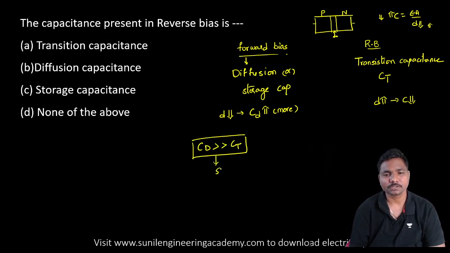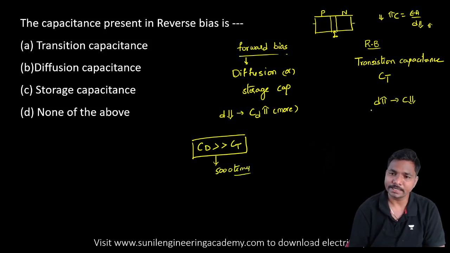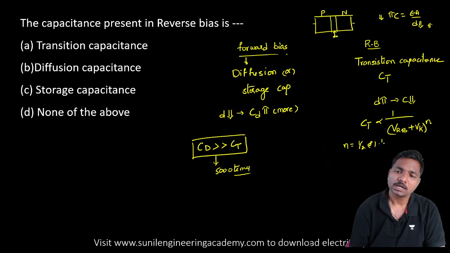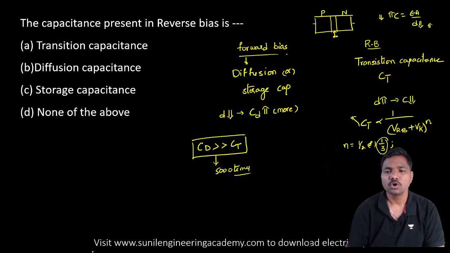Nearly 5,000 times. And CT depends upon the reverse bias voltage, the reverse bias voltage whole power n, or if you consider the new voltage, V reverse bias plus Vk, whole power N. So this N value is equal to 1 by 2 or 1 by 3. The varactor diode is based upon this transition capacitance only. For that, N value is equal to 1 by 3.